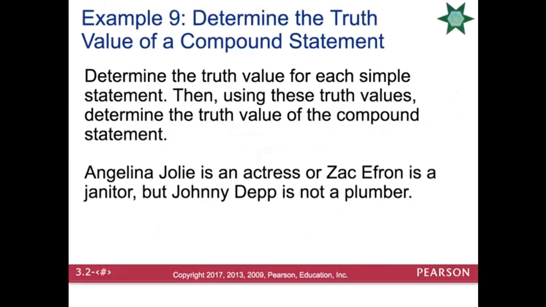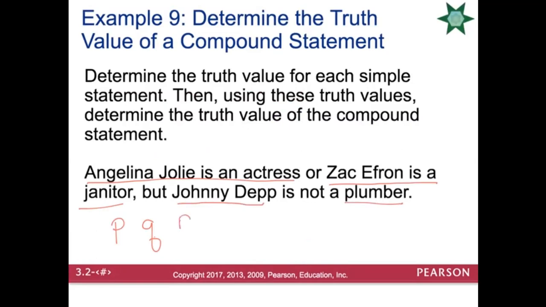Let's look at one more example. We're going to determine the truth value for each simple statement. Then we're going to use their truth values to figure out if the whole compound statement is true or false. So Angelina Jolie is an actress. We're going to call that statement P. Zac Efron is a janitor. Zac Efron being a janitor is going to be statement Q. Johnny Depp is not a plumber. So we're going to have Johnny Depp being a plumber, statement R.